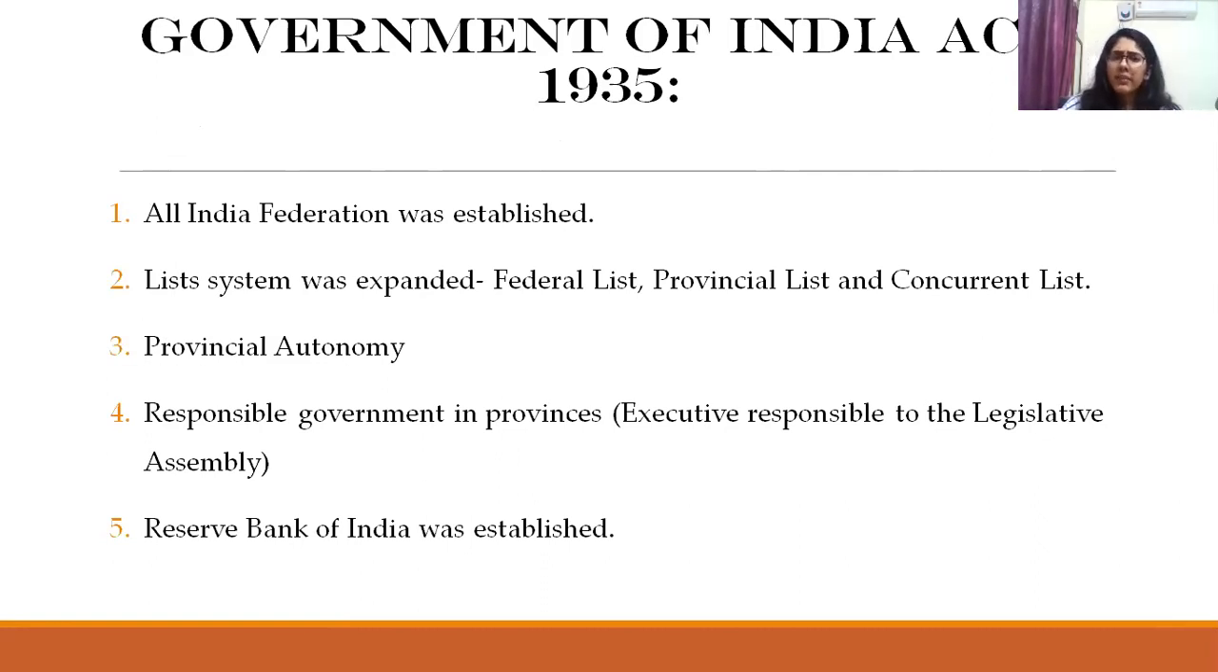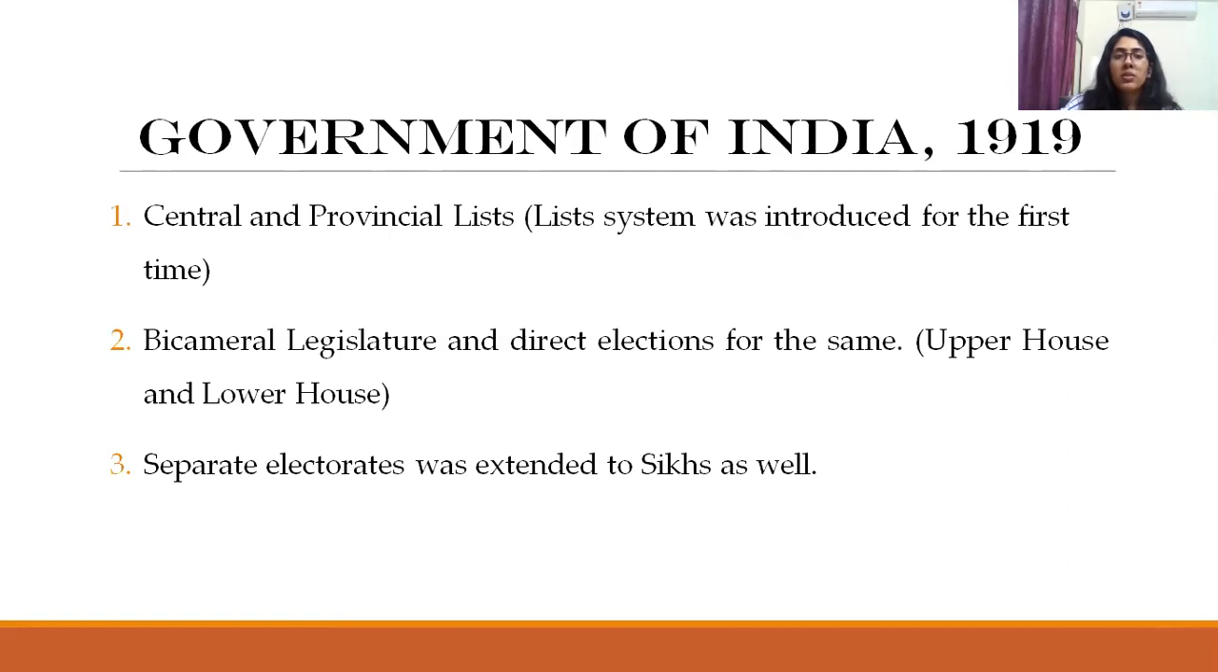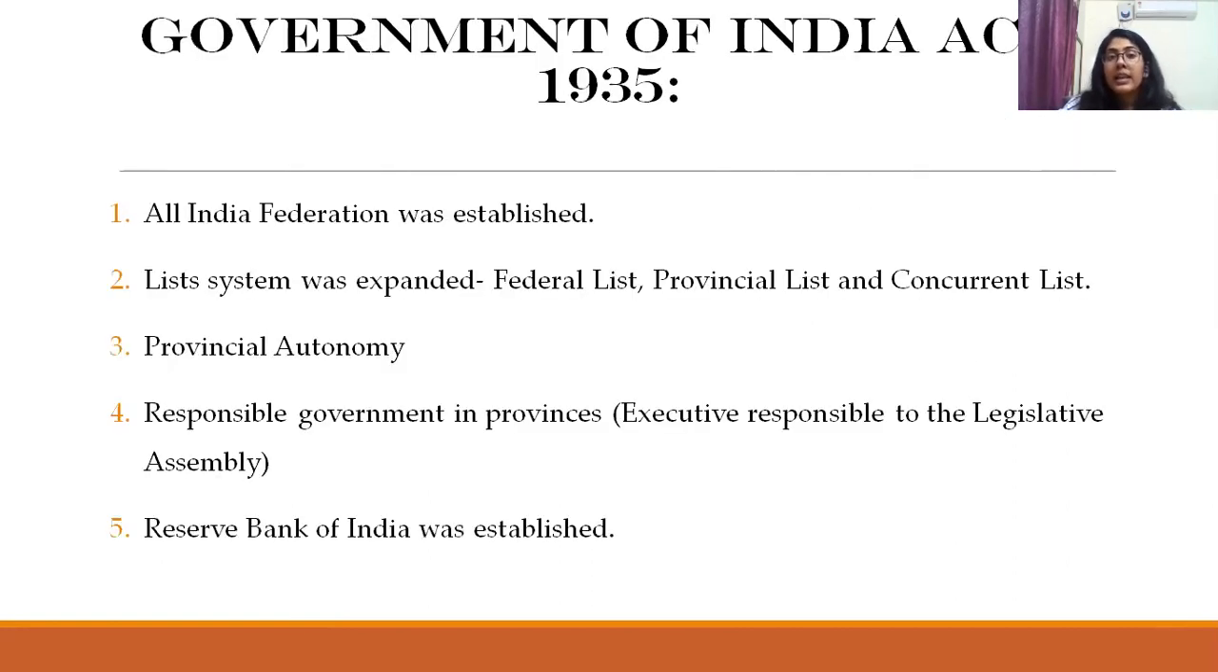In 1935, the All India Federation was established. The list system was expanded: the two lists, central and provincial, in the Government of India Act 1919 were expanded in the 1935 Act to the federal list, provincial list, and concurrent list. That is the union list, state list, and concurrent list, as you can say today. Provincial autonomy was also given.